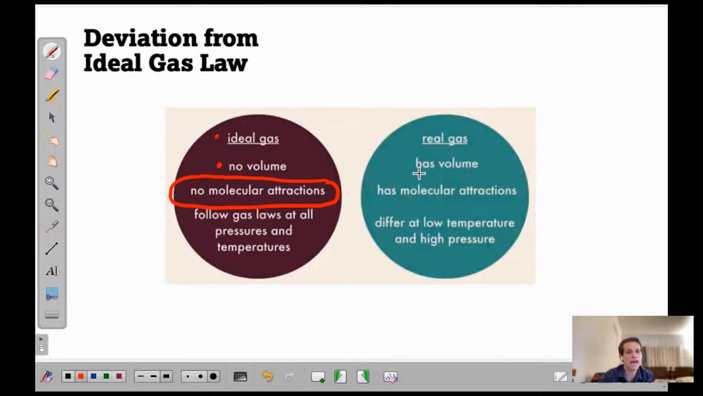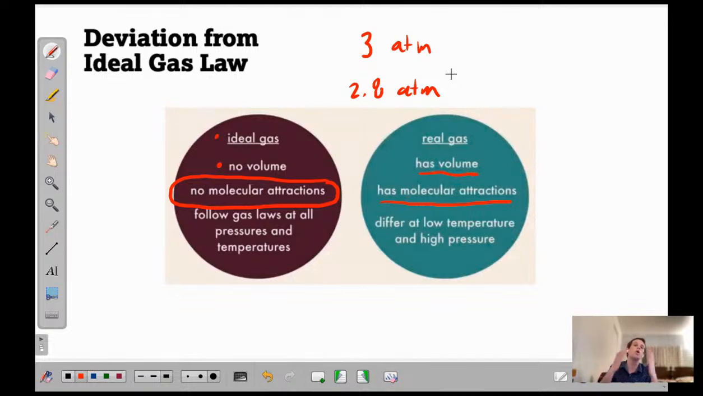Now, a real gas has volume and has molecular attractions, and it actually experiences different behavior at low temperatures or at high pressures. Okay, pretty cool. So when they ask us questions like which one is going to behave least ideally, or which one's going to behave most like a real gas, or how come we predicted something's going to have 3 atmospheres of pressure, but when we measured it with a pressure gauge, it only had 2.8 atmospheres of pressure.